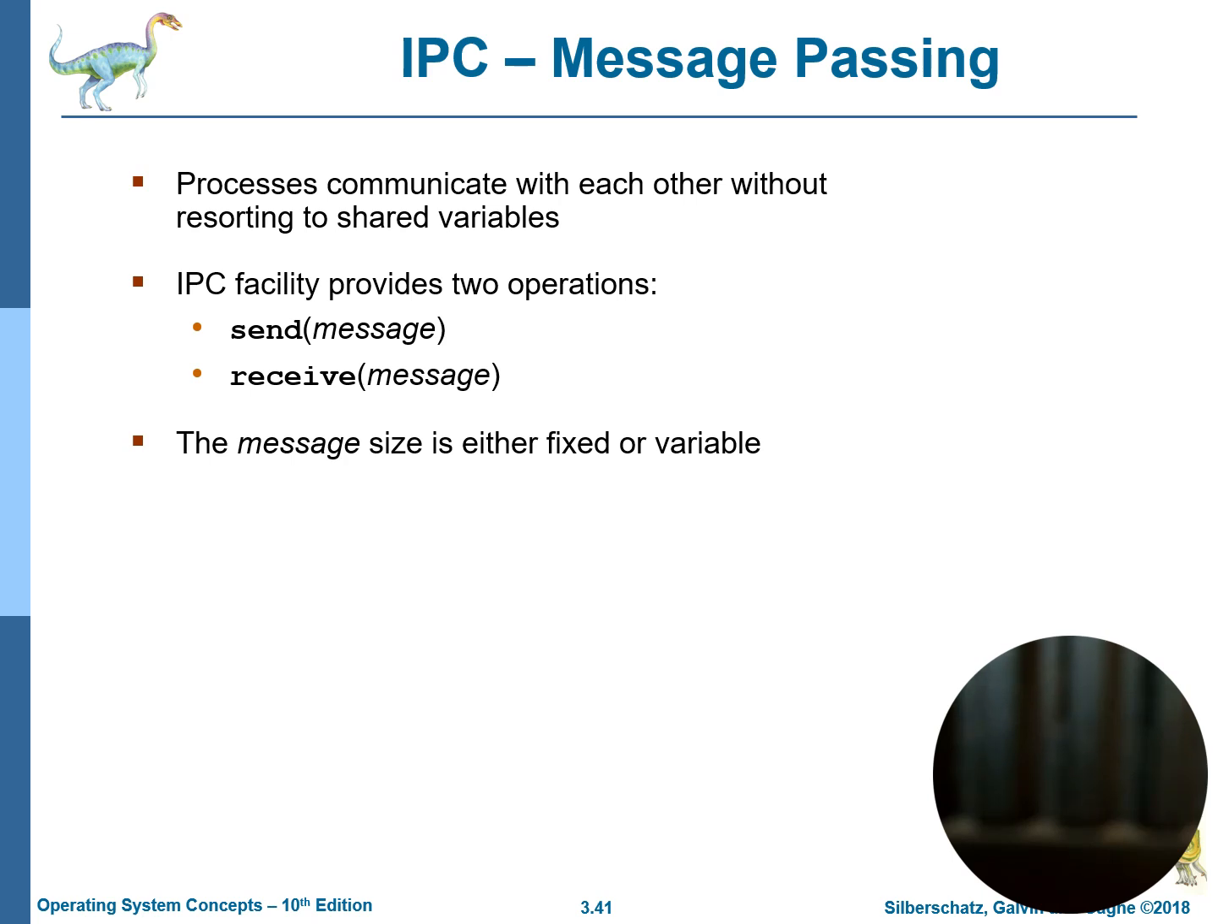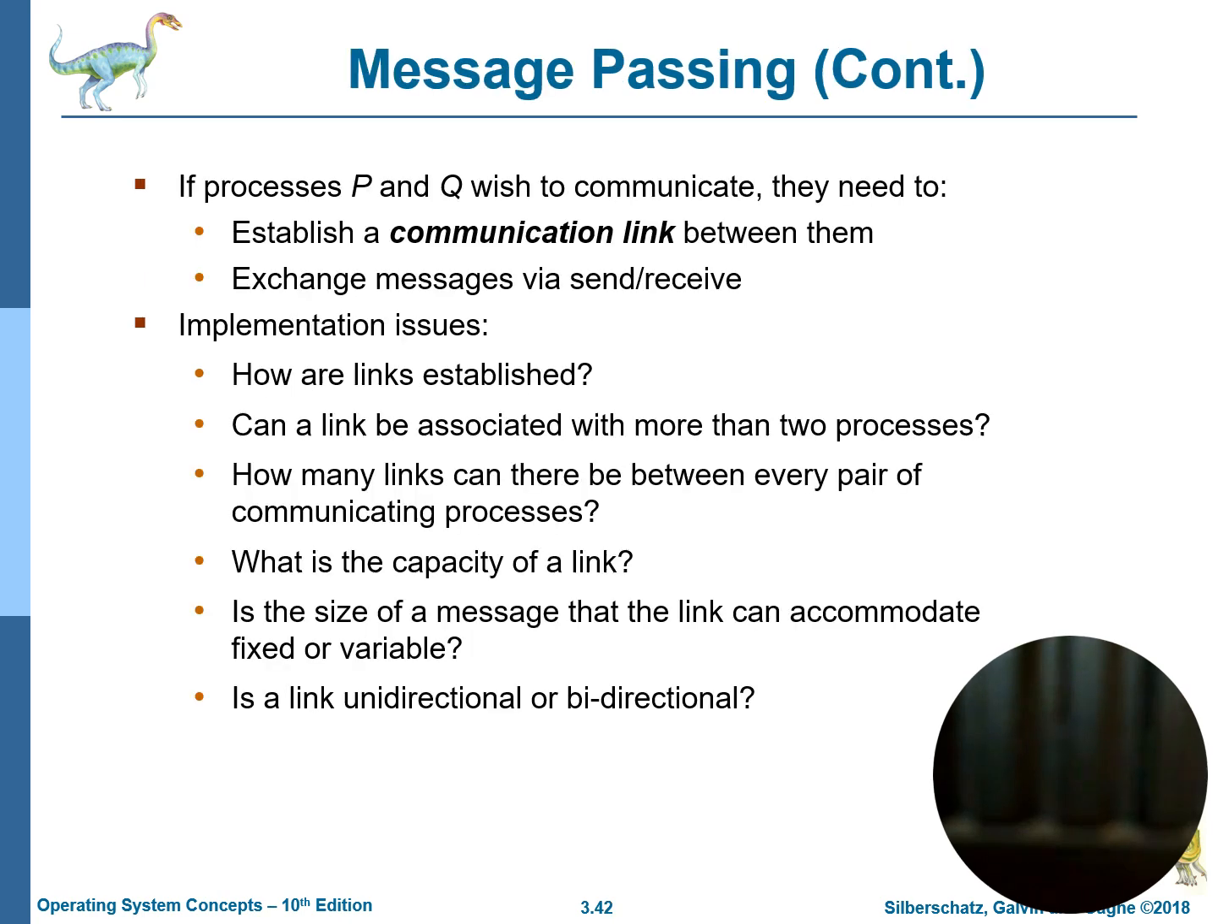Another way of sharing data or resources is through message passing. Here there is no shared memory between or among computers, but they are sending messages between or among each other. If processes P and Q wish to communicate, they need to establish a communication link between them, and then they exchange messages via send and receive. Implementation issues, such as how links are created, we shall talk about in detail.